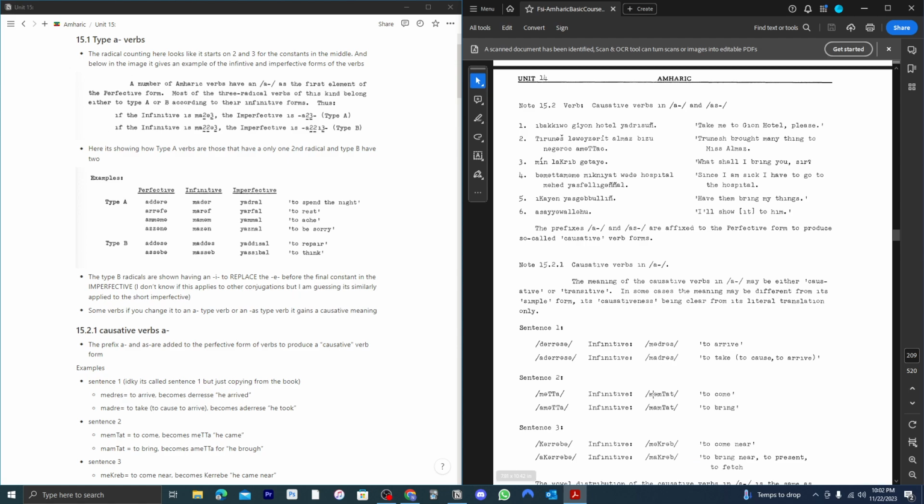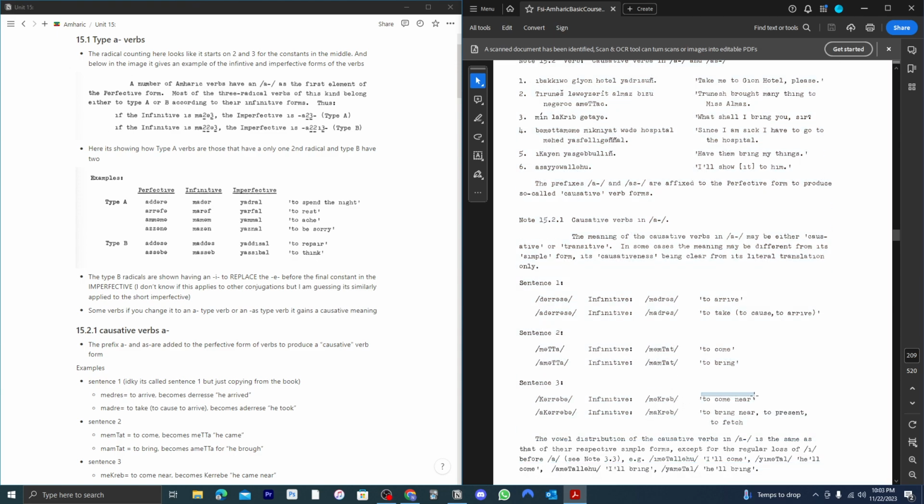Same thing here. Memtat is to come. Mamtat means to bring, which is another way of thinking: to make come is to make it move over here, to bring. Mekreb, which means to come near. Make it makreb, you flip it, now it has a causative meaning, to bring near, to present, to fetch.